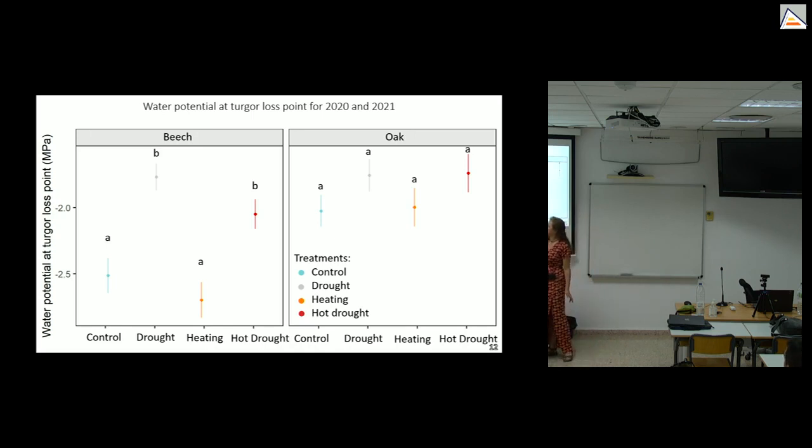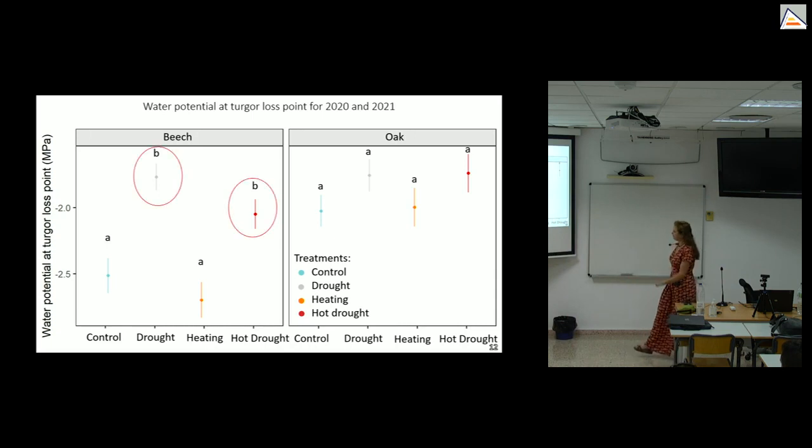However, for the beech tree, we can see a significant effect with a higher water potential at turgor loss point for the trees under drought and hot drought compared to the control. So what this means is that the leaf under drought and hot drought treatment will lose their turgor at a less strong hydraulic stress than the control. They are more sensitive to drought and hot drought.